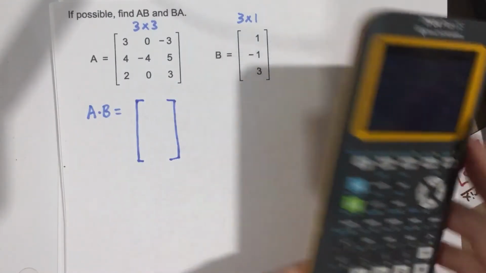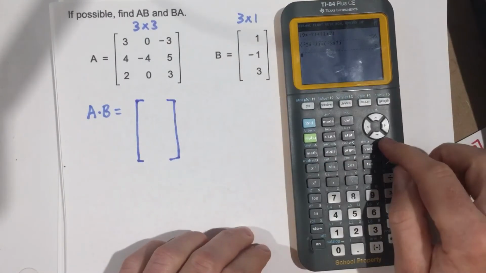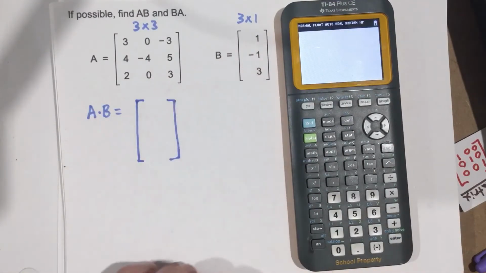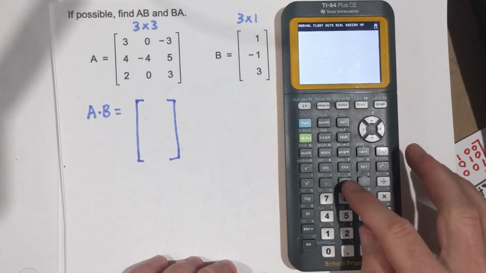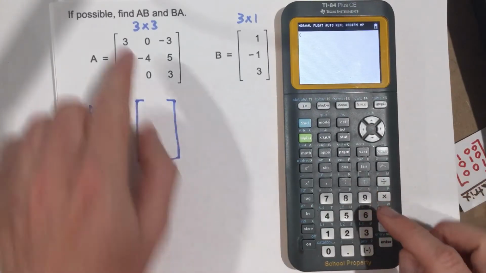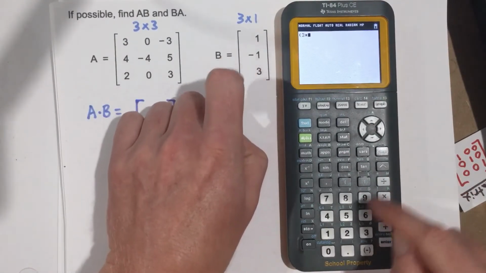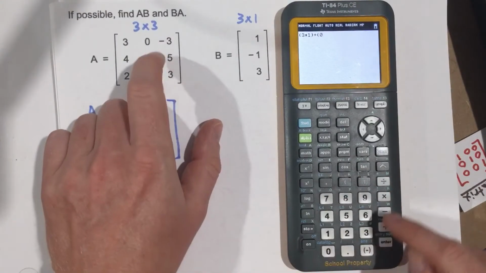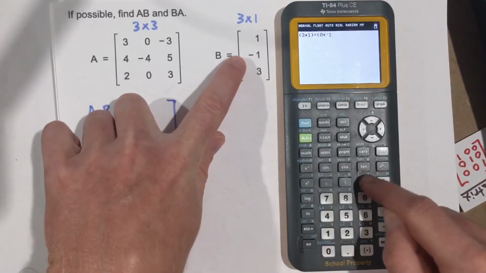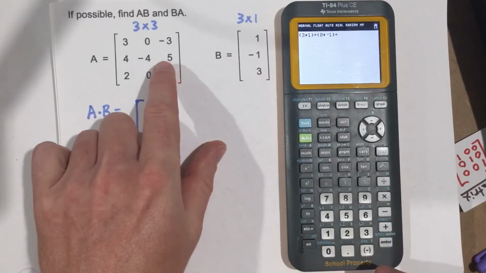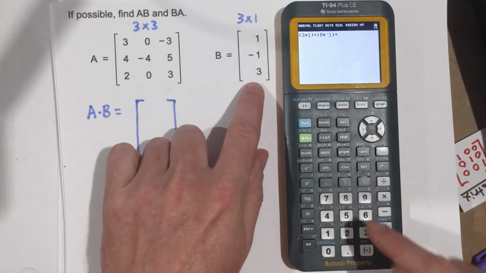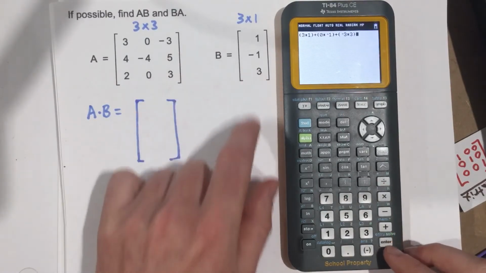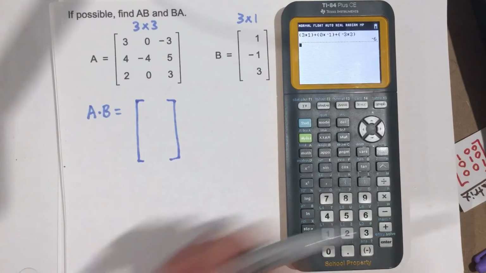So we're going to multiply the row times the column to start. Row 1 times the only column there. So 3 times 1 plus 0 times negative 1 plus negative 3 times 3. And you get negative 6.